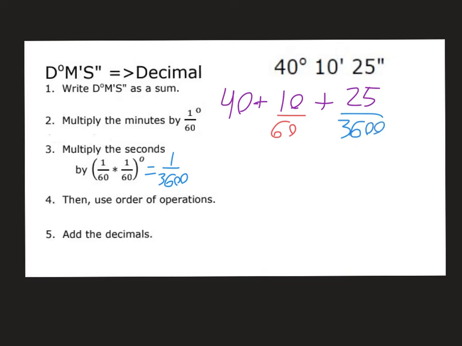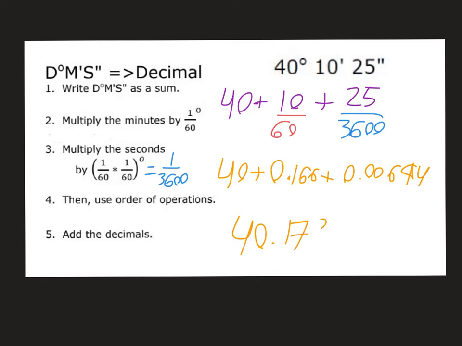Plug these into my calculator to get my nice little decimals, in which case it should be approximately 40 plus 0.166 plus 0.00694. Sum them up, and we'll end up with our decimal notation of 40.17361 degrees.